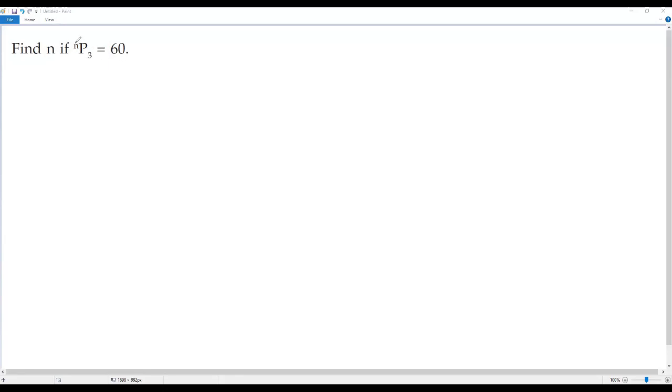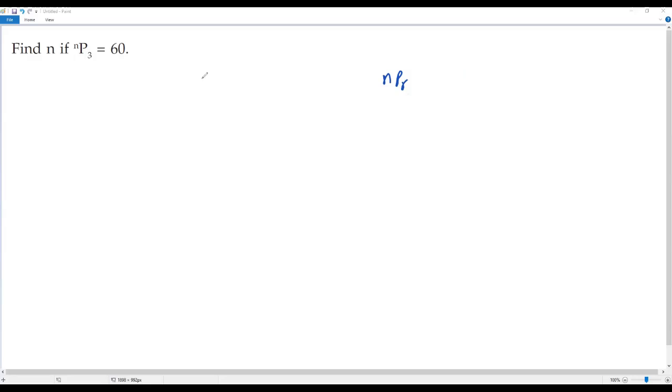So how many things are given? That's given by this n, so we have to find that. As soon as we see this kind of question, people will start using the formula we have for permutation, that is nPr equals n factorial by (n minus r) factorial. But this formula is not required here. We don't use this formula when r is given as a numerical value. In this case, r is given as a numerical value, that is 3.